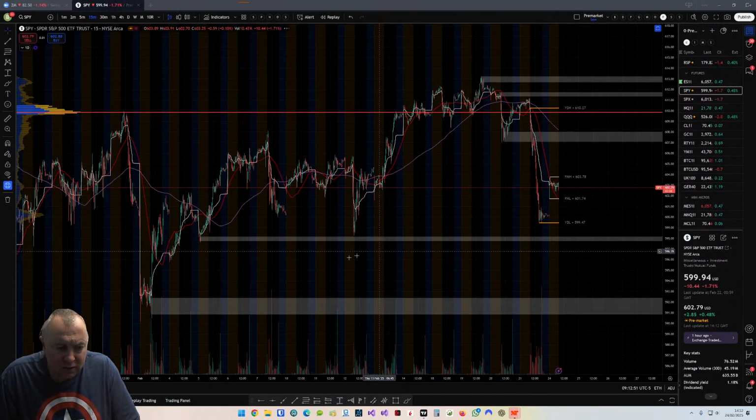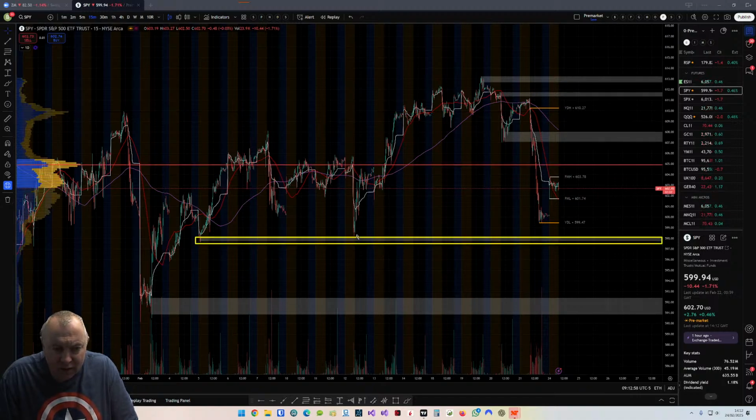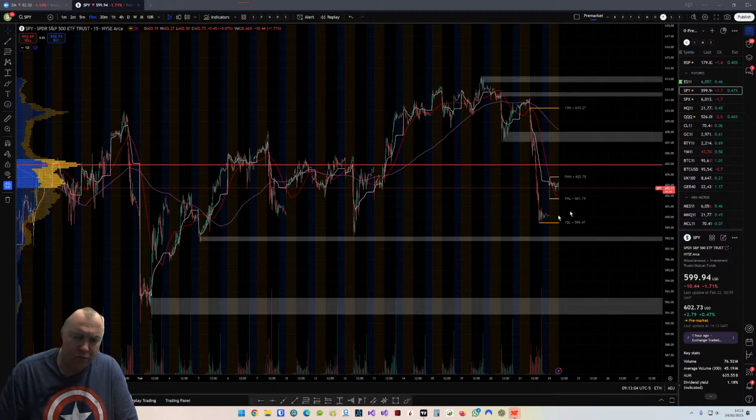Bounce wise, again, we've got this bigger area down here. We can keep an eye on this region. It's already marked out, 598. We've got a little bit of supply zone here as well, but 600 is a psychological number as well. So keep an eye. I'll probably just watch yesterday's low.